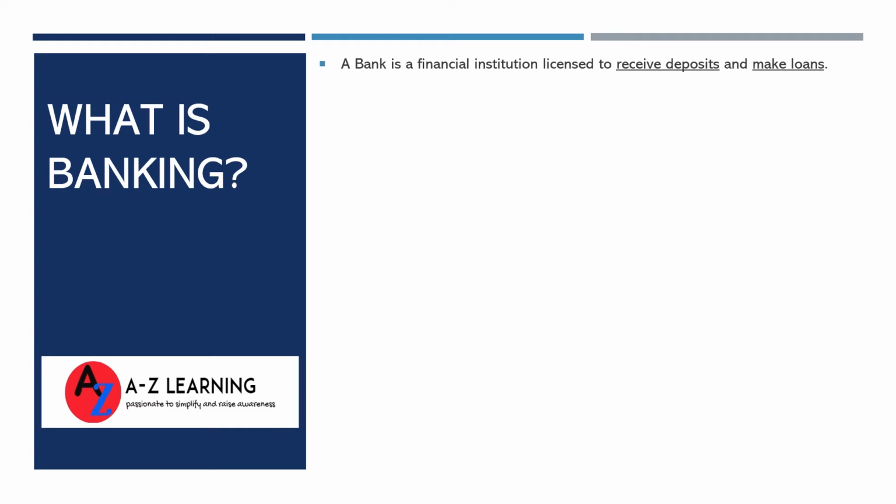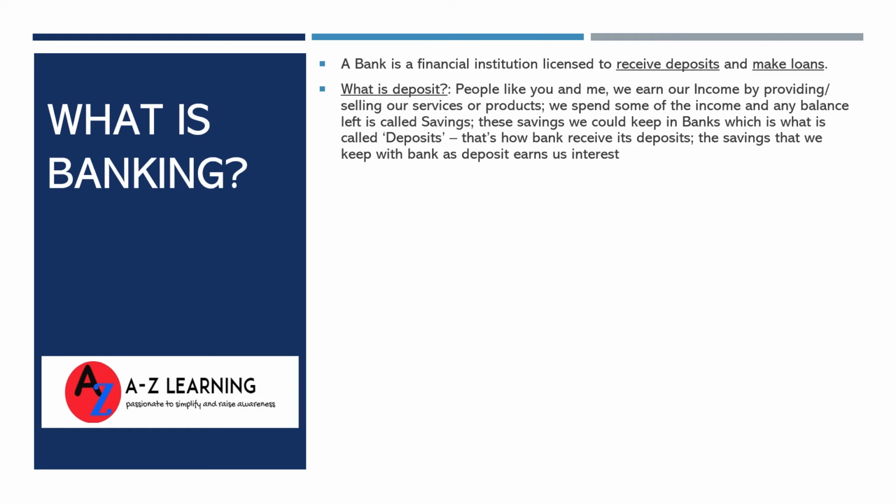So a bank therefore is a financial institution which is licensed, and they are licensed to do basically two main activities. The first part of their activity is to receive deposits, and the second part of their activity is to make loans. Okay, receive deposits and make loans. In the first part, let's understand what a deposit is.